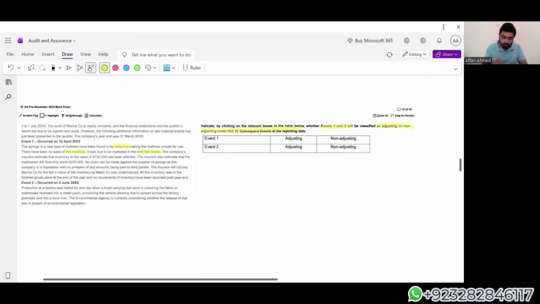It is not marketed, it is not sold. That means there is no legal claim in this area. The company insurers estimate that the inventory that was valued at 750,000. So the cost that we have identified is 750,000.